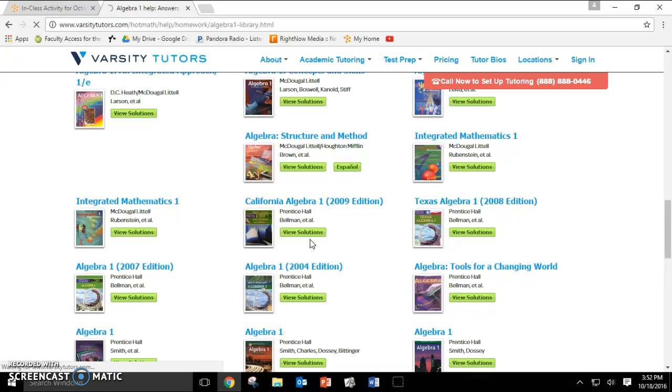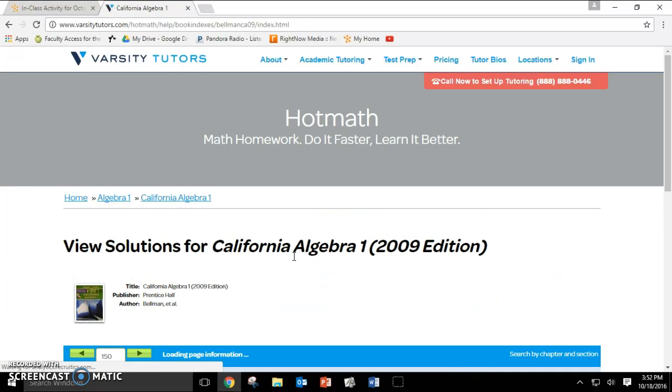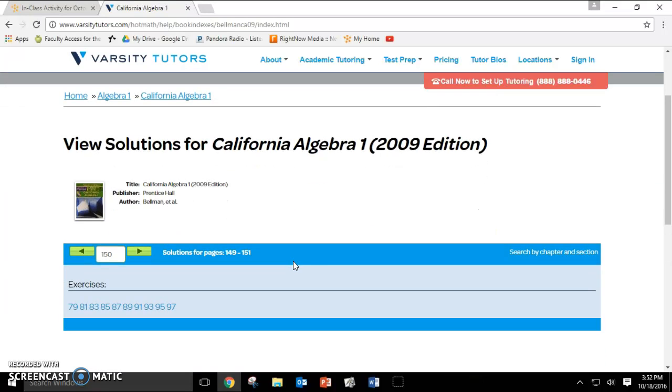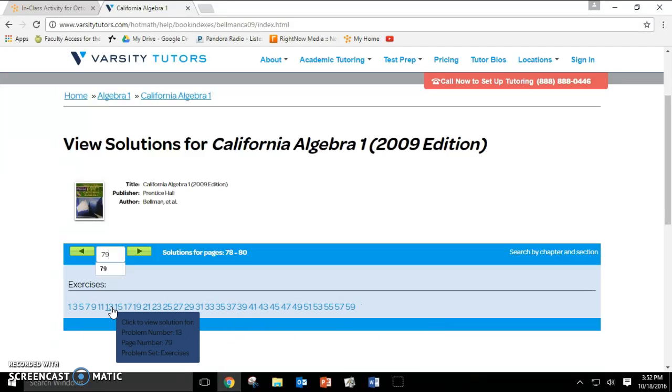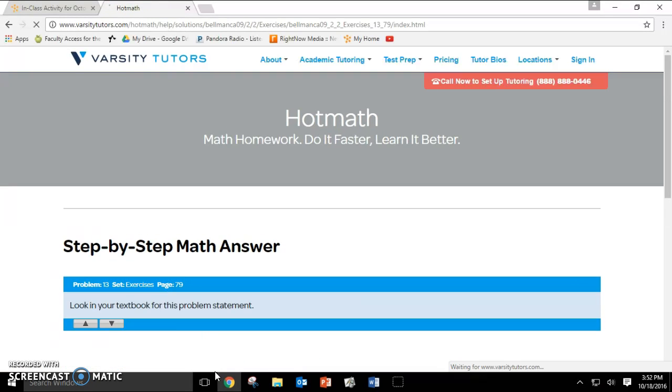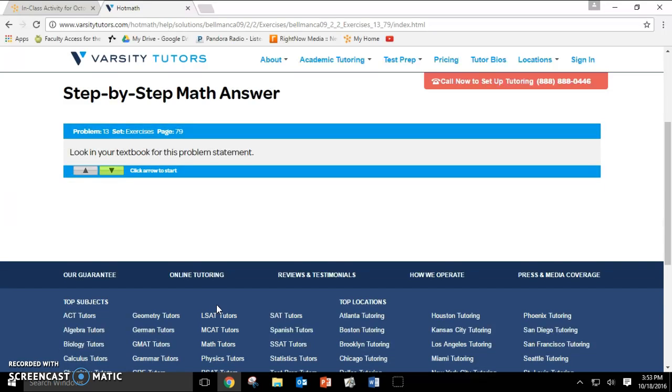When we press View Solutions, the page is going to pop up and it's going to look like this. What we have here is the ability to type in the page number that we are on. So in this particular problem, we are on page 79. So when we type in page 79, all these different problems come up. Okay, all these different exercises. The number that we are on is number 13, so we're going to click 13. You will then see a prompting that looks like this. It says, look in your textbook for this problem statement. It says, click the arrow to start. So we're on problem 13, page 79, we click the arrow.